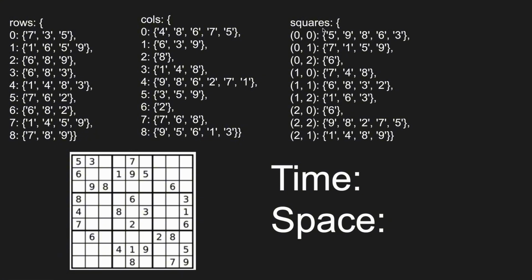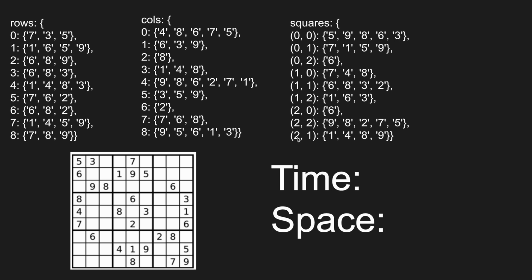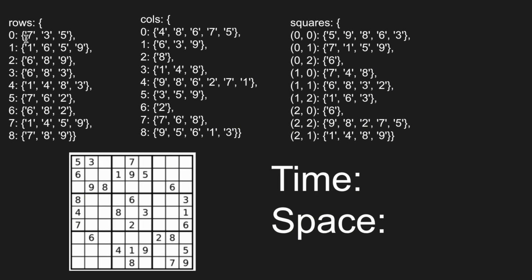And then for squares, in square 0, 0, we have 5, 3, 9, 8, 6 over here. And over here in row 0 and column 1, we have 7, 1, 9, 5, and it goes all the way to row 2 and column 1. As we are looping through these values, as soon as we see a duplicate in the board, we just return false. But for the sake of time, I'll just say in advance that this example does not have any duplicates, but you can try to solve it in your own time.